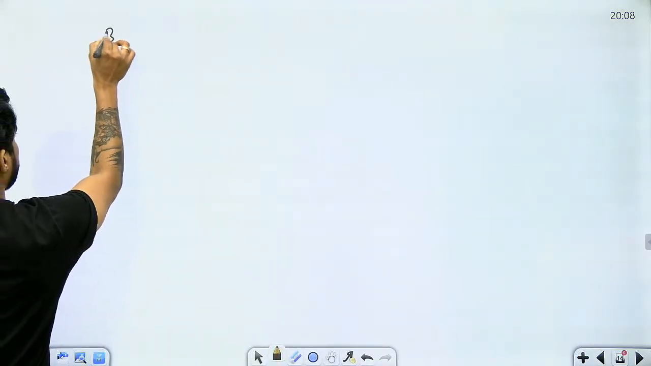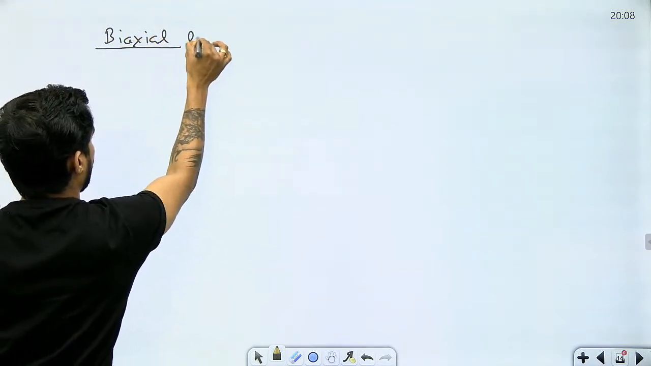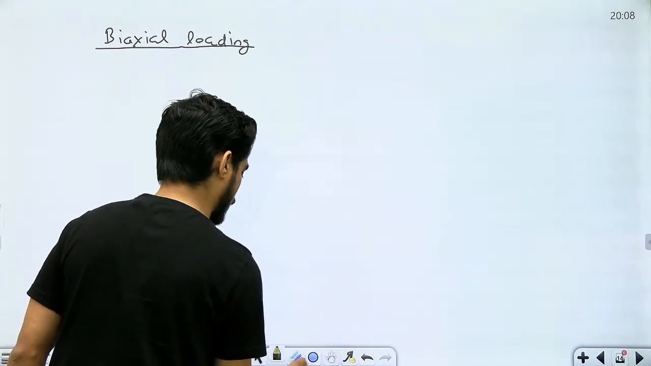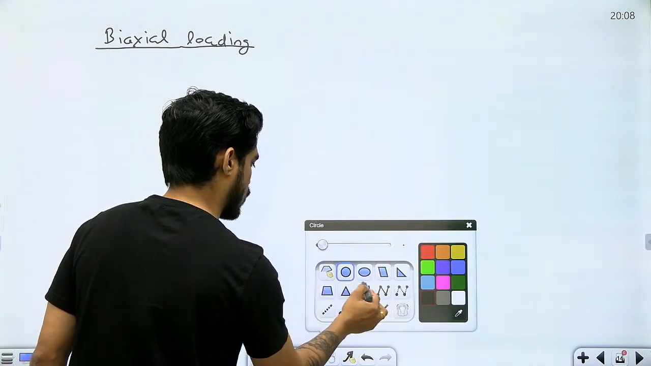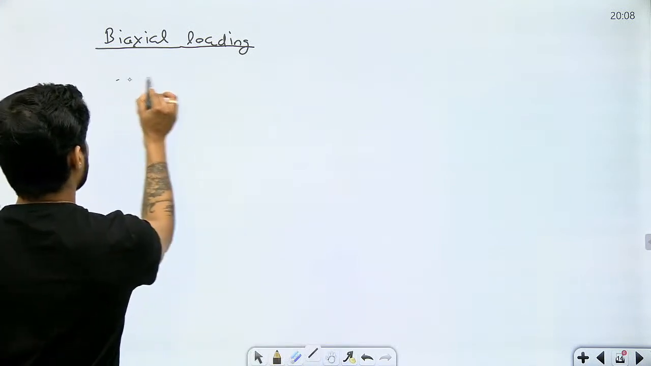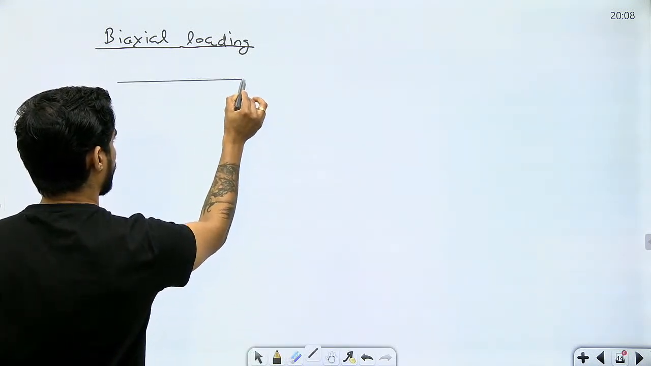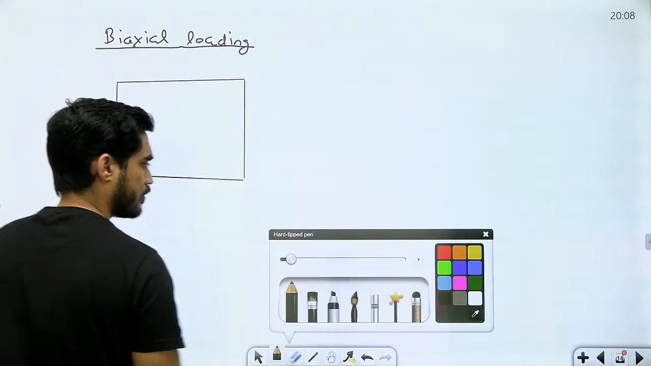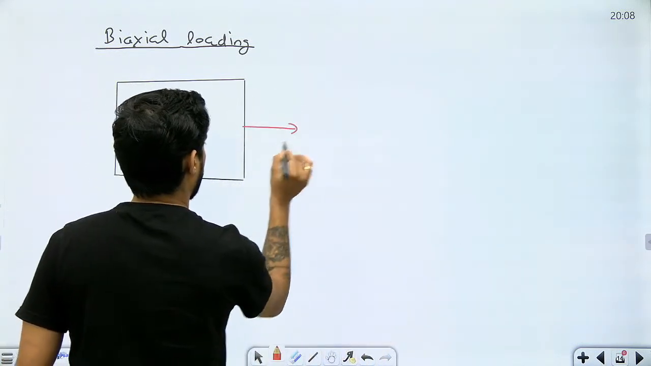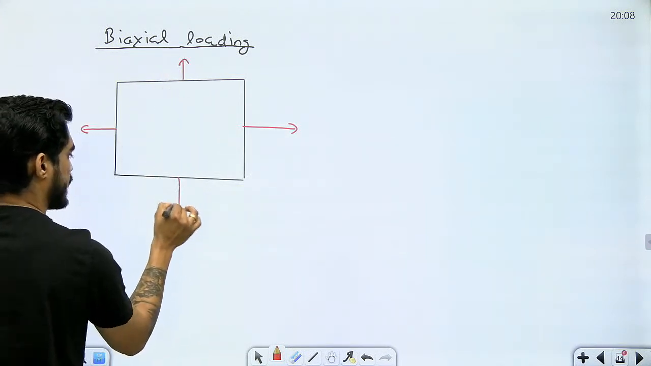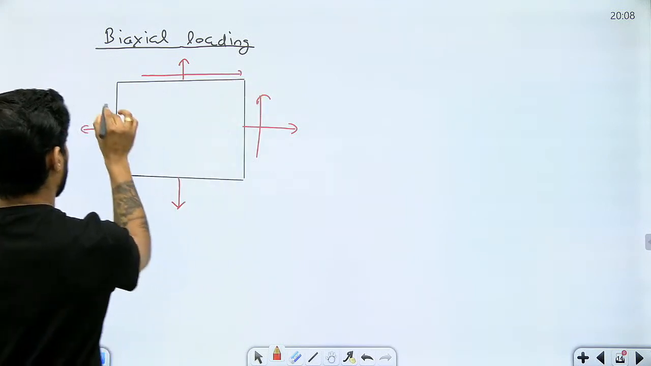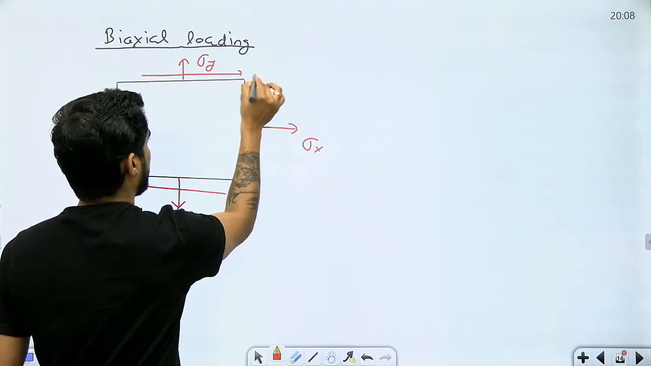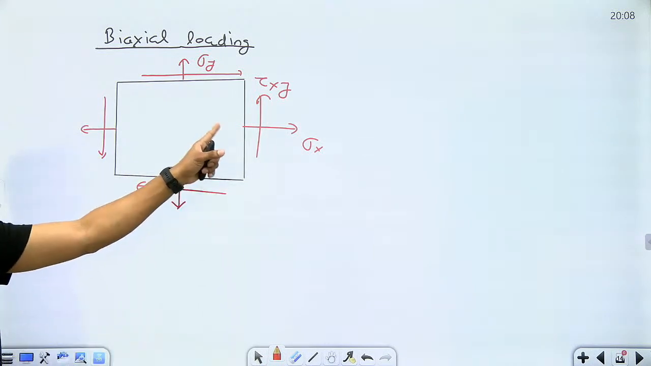What do I mean by biaxial loading? Biaxial loading means, let's say, we have stress in x direction as well as in y direction. This is known as biaxial loading, right? Sigma x, sigma y and tau xy. Okay? You might have studied this in strength of material.